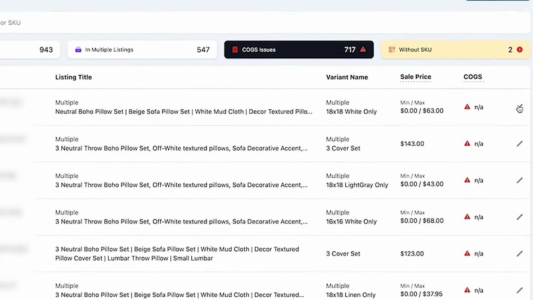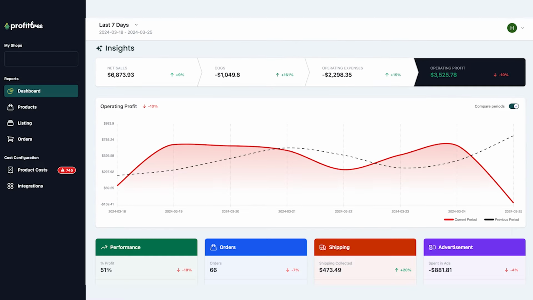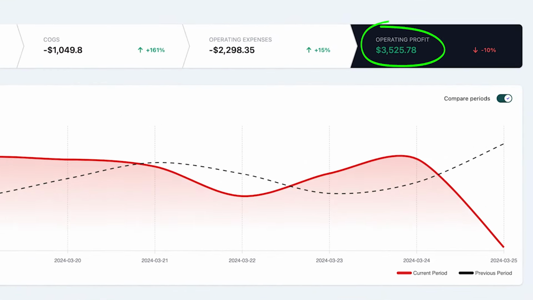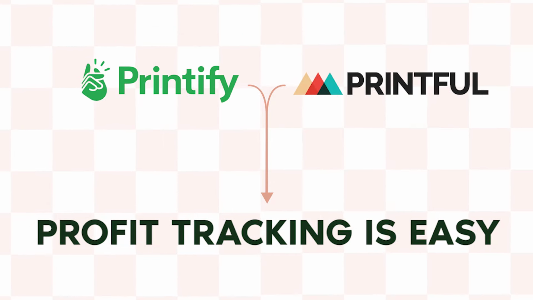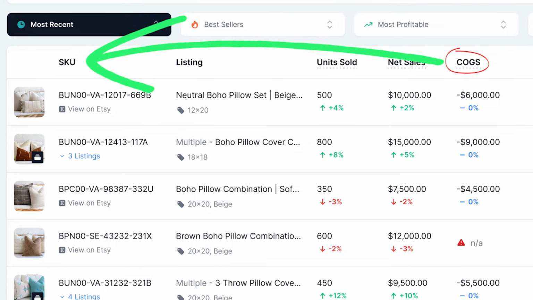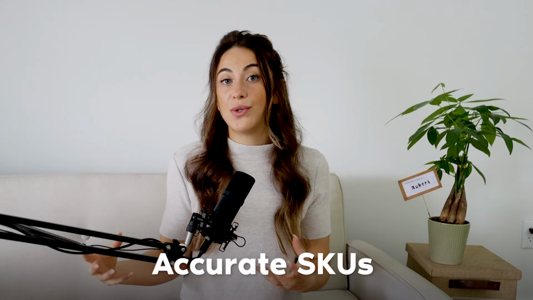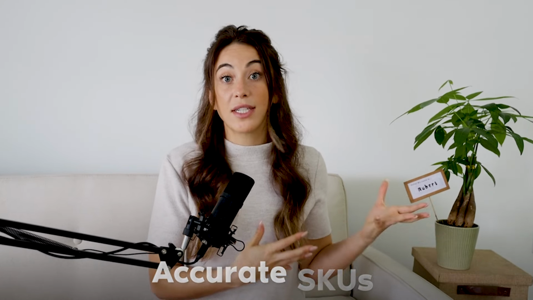But like I mentioned, with Profitry, even if you don't have SKUs, you can go in and manually input all of your product costs on all of your listings, and then your dashboard will show you what your profit is. If you're someone selling with Printify or Printful, this is even easier for you because you can just hop over to the integrations tab and basically in one click integrate your Printify or Printful account, and then we can immediately fill in all of your cost of goods sold on all of your SKUs that you're selling with Printify or Printful. Keep in mind, you need to have accurate SKUs on your Printify or Printful listings for us to be able to pull in the proper product costs that exist inside of your Printify or Printful account.